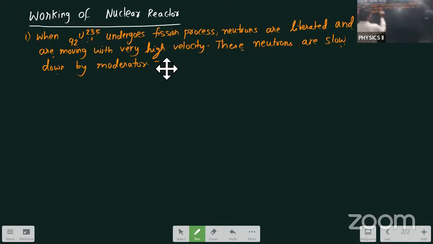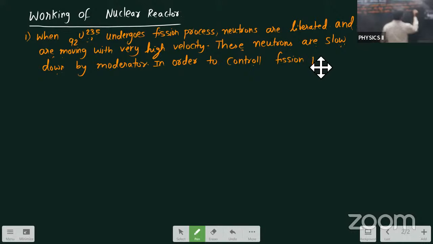Now, in order to control fission process, what we'll be using? Control rods are used.